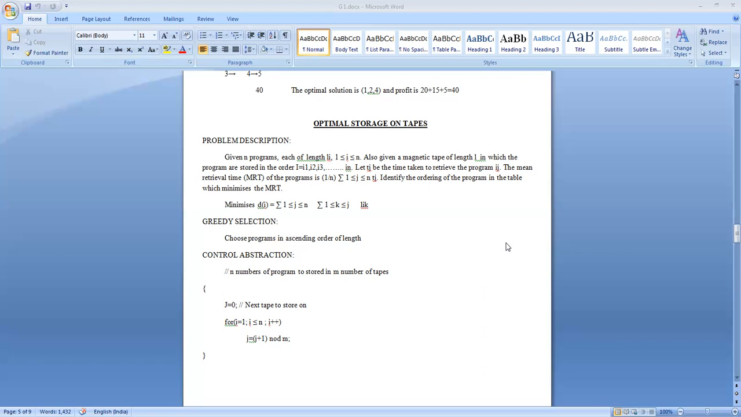Now we are going to discuss the optimal storage on tapes problem. Look at this. What is this problem? In the optimal storage on tapes problem, you are given some n programs and each program has a length Li. We have to store these programs in a magnetic tape. The length of the magnetic tape is L.